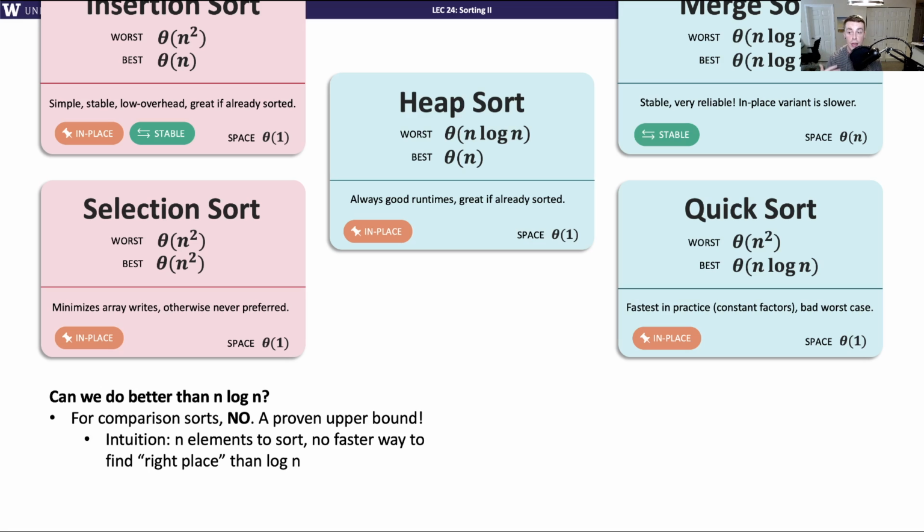There is a proven, that I was supposed to say lower, I meant to fix it, I'll fix that on the slides before I post. There's a proven lower bound for sorting on comparison-based sorting algorithms. n log n is as low as you can go.